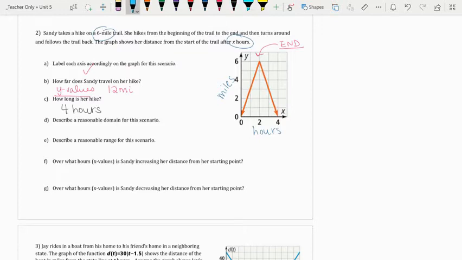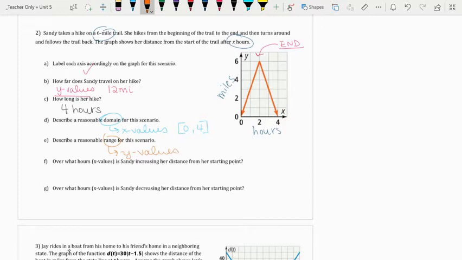Describe a reasonable domain for this scenario. So this is talking about domain. Again, this was from Unit 3. Remember, these are your X values. So my domain here would be from 0 hours to 4 hours, right? It starts at 0, the timer starts, and then it stops at 4 hours. Describe a reasonable range. Remember, range is talking about your Y values.